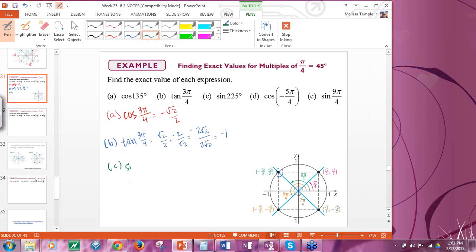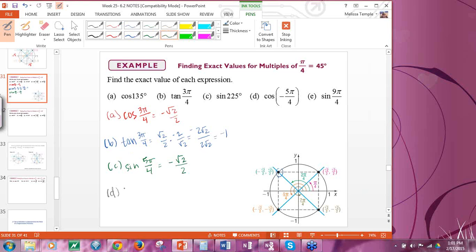Sine of 225 degrees. Well, again, remember, if this is 0, 90, 180, 225 here, sine of 225 degrees would be the same thing as 5 pi over 4. If you're not sure about that, go ahead and use the conversion we learned last time to convert degrees to radians and back and forth, and you can always double check your work that way. So 5 pi over 4, I'm looking at this point down here. Sine is my y value, so negative square root of 2 over 2.